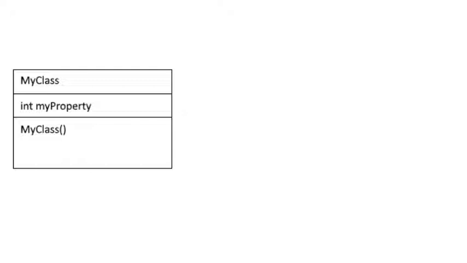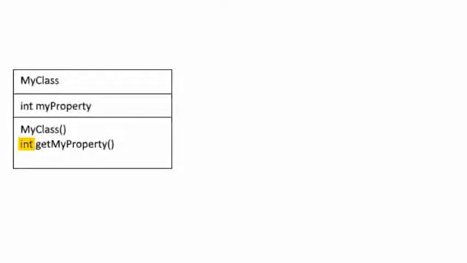This is the constructor. The constructor allows us to create objects. The name of our constructor is myClass. Our constructor has no parameters. The second method returns the value that is contained in the property myProperty. This is a getter method for myProperty.